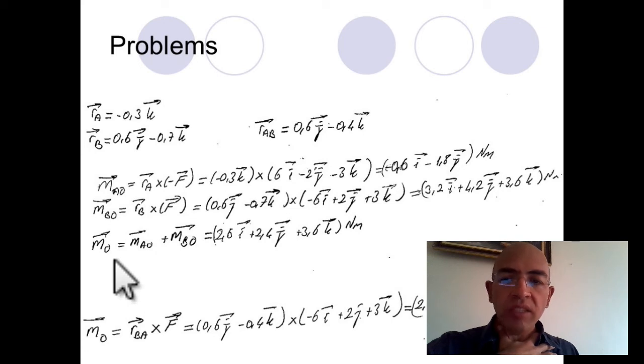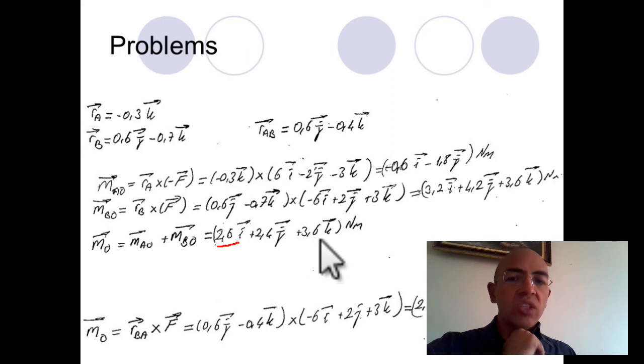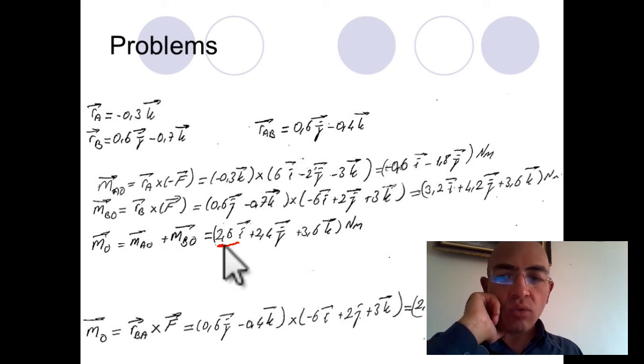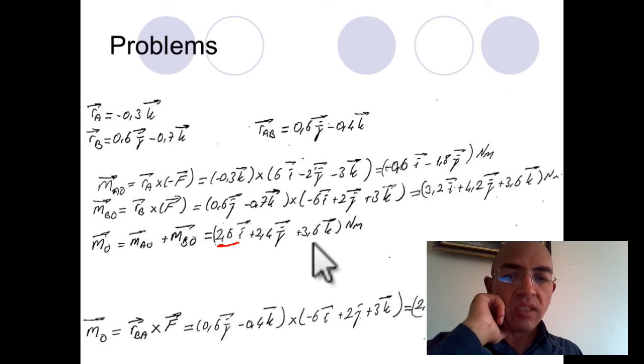Now the net moment with respect to the origin is the summation of these two moments. So it is 2.6 i vector. Here it is 2.4 j vector, if you sum up minus 1.8 with 4.2, it makes 2.4, and at the end it is plus 3.6 k vector. So the x component, y component, and z component of the moment vector are 2.6, 2.4, and 3.6 respectively.